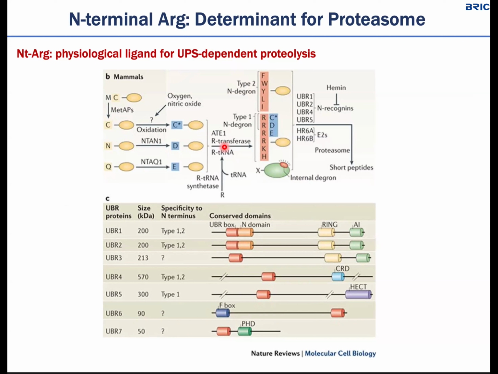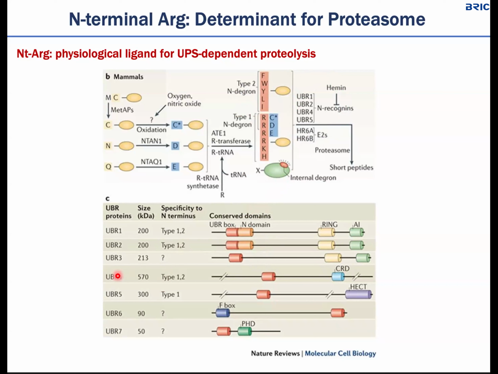So anyways, once type 1 and type 2 N-degrons are exposed, they are recognized by specific receptors called N-recognins. The very first N-recognins discovered in the arginine N-degron pathway were found to contain the UBR box and N domains, which respectively and selectively recognize and interact with type 1 and type 2 N-degrons.